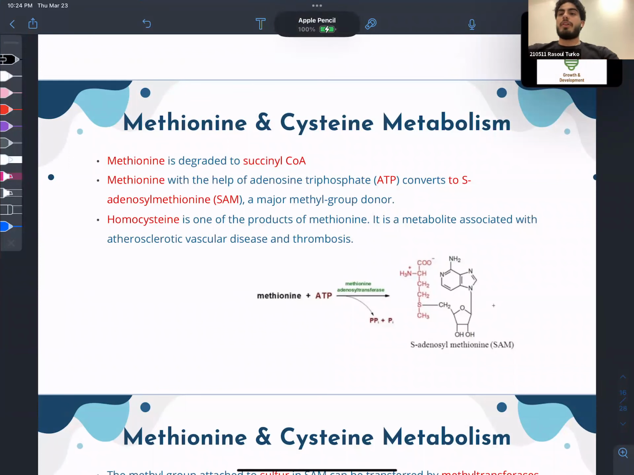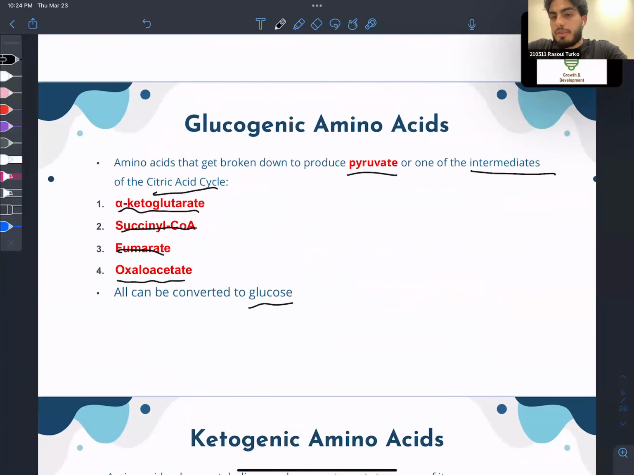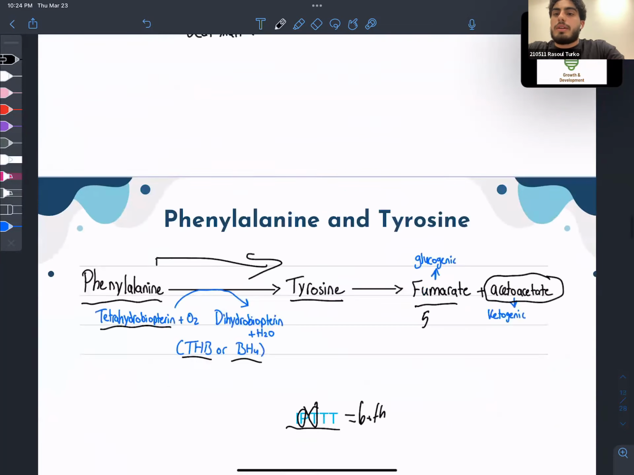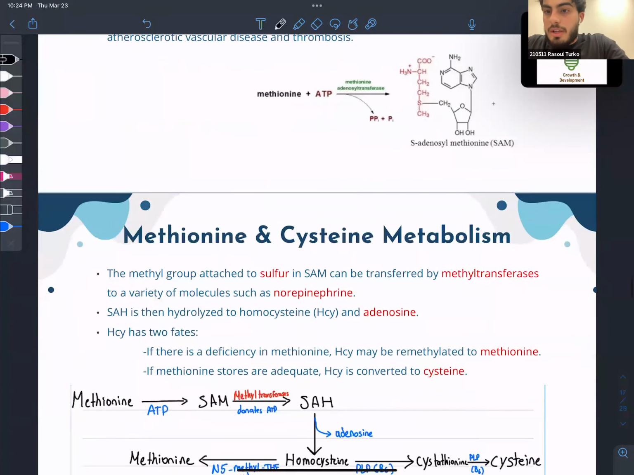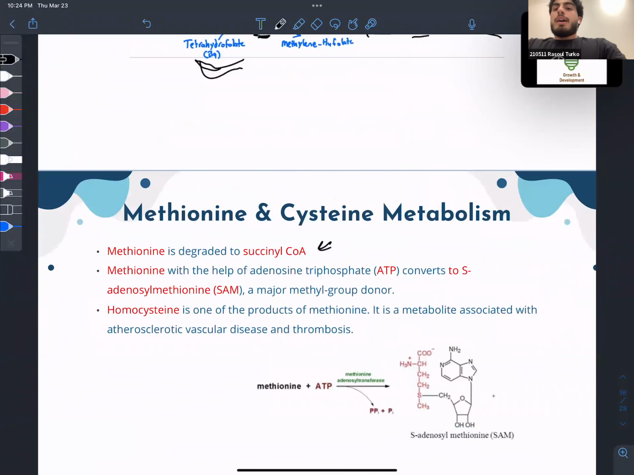All right. So methionine cysteine metabolism. Here the doctor is telling you that methionine is degraded to succinyl-CoA. And again, we said succinyl-CoA is part of those intermediates here, which makes it glucogenic. So methionine gets broken down into succinyl-CoA. The pathway of it is what we're going to go over here.